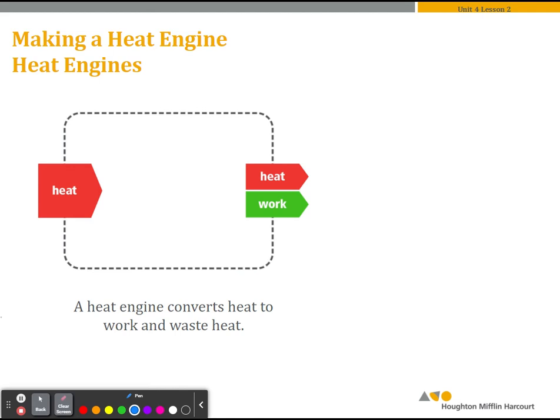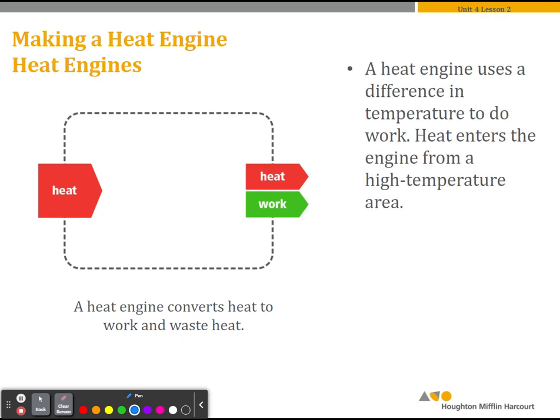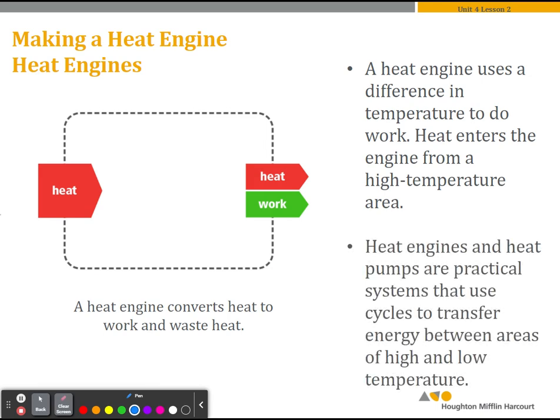A heat engine takes in heat, so it has an input of heat, and then it has an output of work. But again, it's not 100% efficient, so it actually has an output of heat and work. It uses a difference in temperature to do work. Heat enters the engine from a high temperature area, it flows to a low temperature area, and somewhere the engine has some kind of a structure that also uses that energy flow to do work.